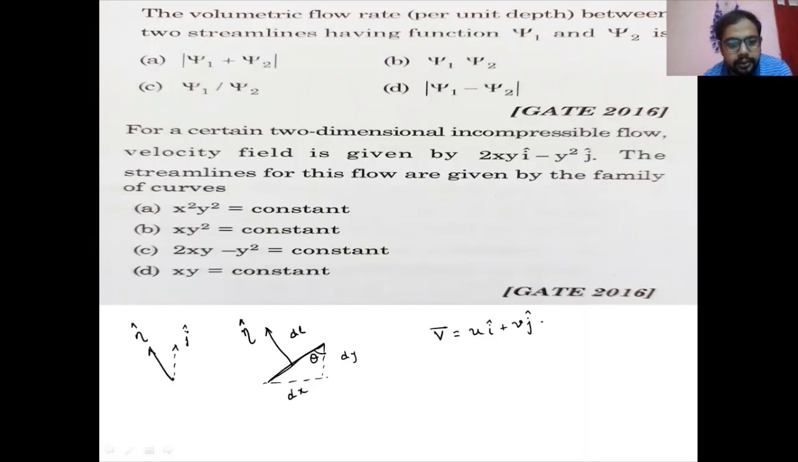This side is a j vector. This side is a negative i vector. As this angle is theta, here also this angle will be theta. So the vector n, we can write, minus i cap cos theta plus j cap sin theta.